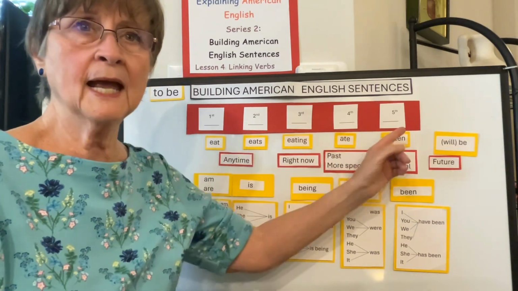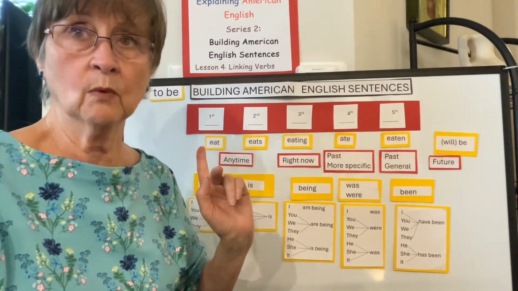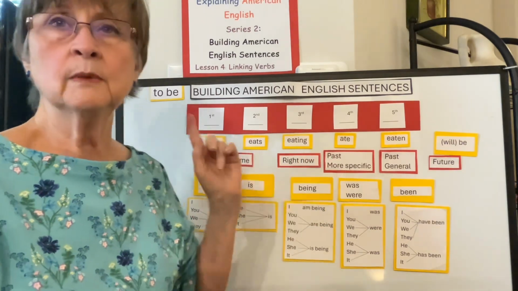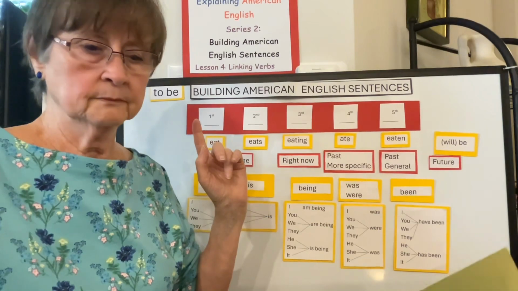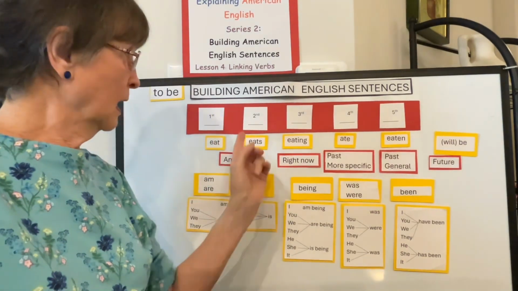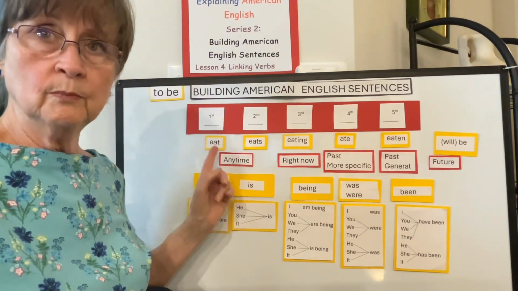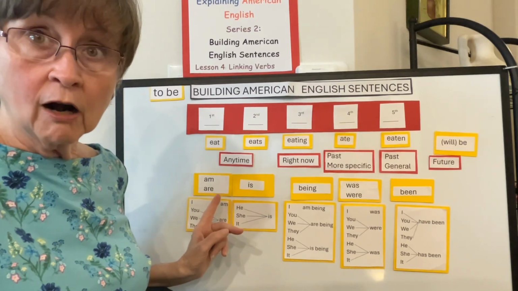I don't even need to add future because future is going to use number one anyway, and we'll talk about that later. But now we look at to be. To be's crazy. It doesn't follow the rules at all. So, when I say the anytime ones for to be, it's going to be am and are.